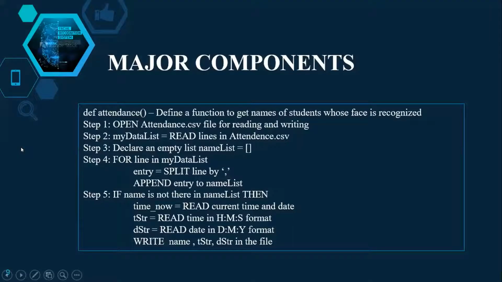Now coming to the attendance part, to mark the attendance of the students who are present, we are defining a function named attendance. First, we open the attendance.csv file in read and write mode, and then we read the attendance.csv file for the previously entered values. We declare an empty list as the name list, and all entries in the attendance.csv file are separated by commas, and then we append the entries to the name list. We check for the name in the name list. If the name is not present in the list after being recognized, then the name of the student, current time in hour, minute, second format, and also date in day, month, year format is updated in the attendance.csv file.